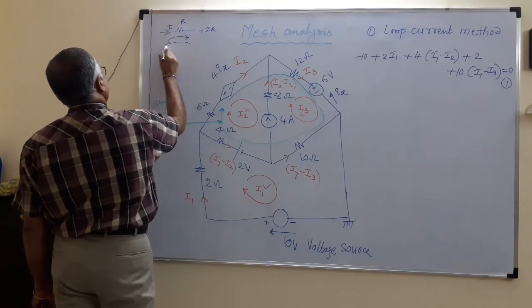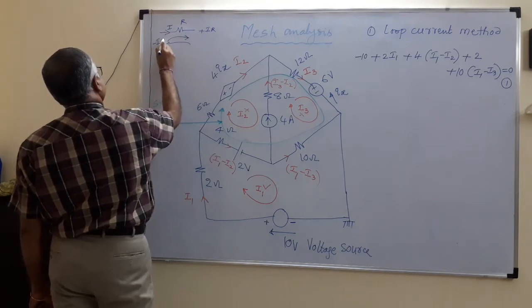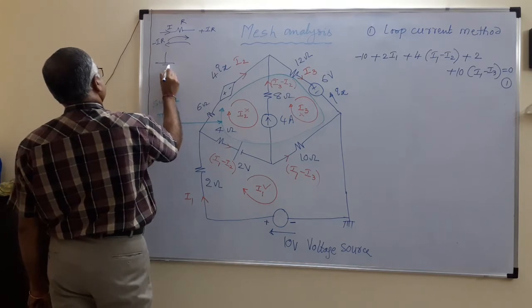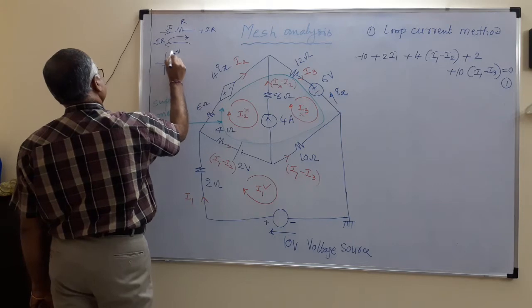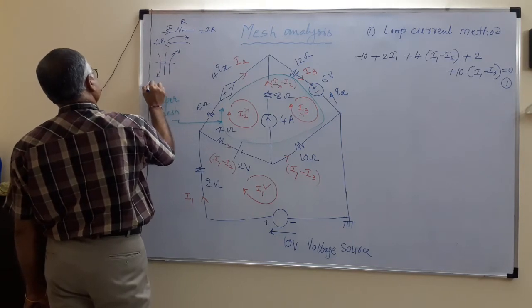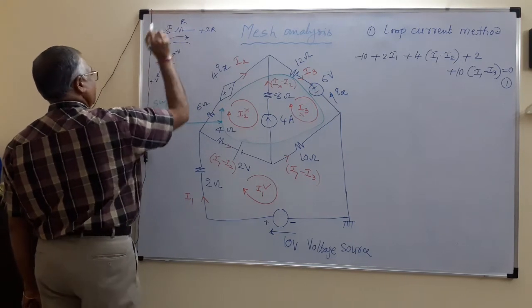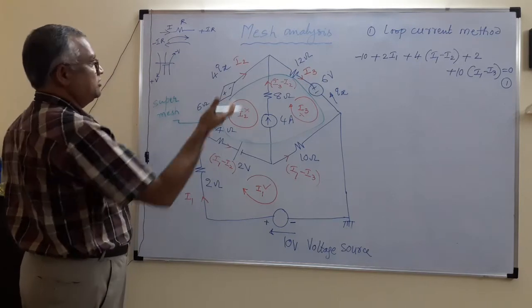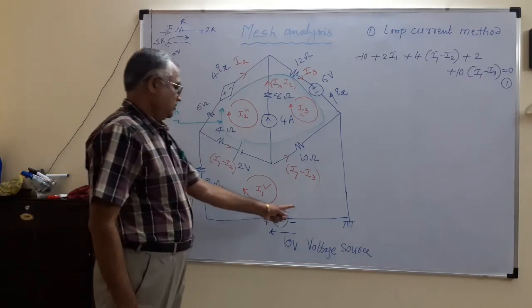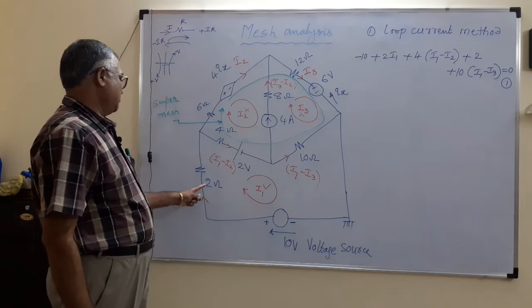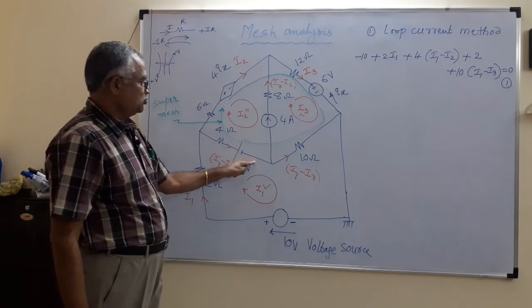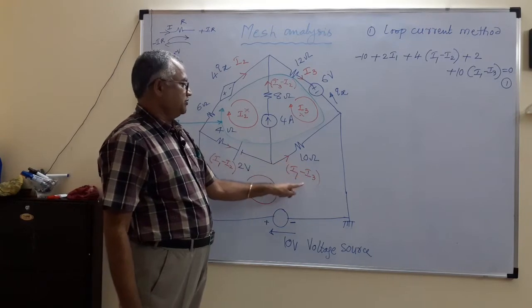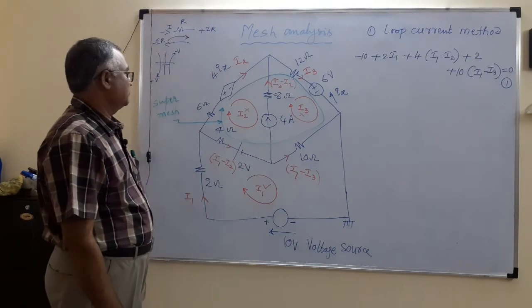If it is going opposite to minus. If it is the source, negative to positive is minus V, positive to negative is plus V. This is the KVL convention already discussed, so I am following the same. Minus 10 plus 2I1 plus 4 into this plus 2 plus 10 into this equal to 0.